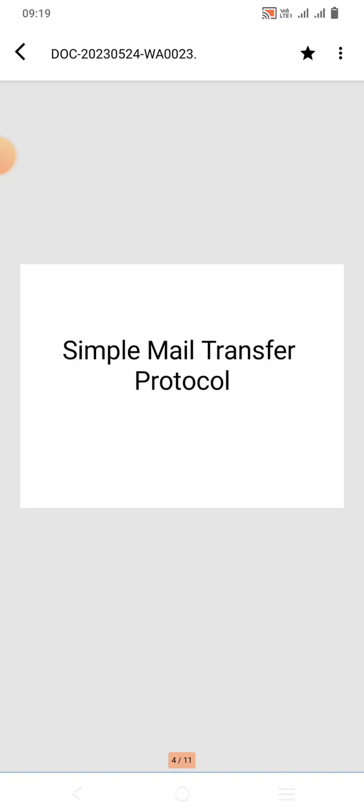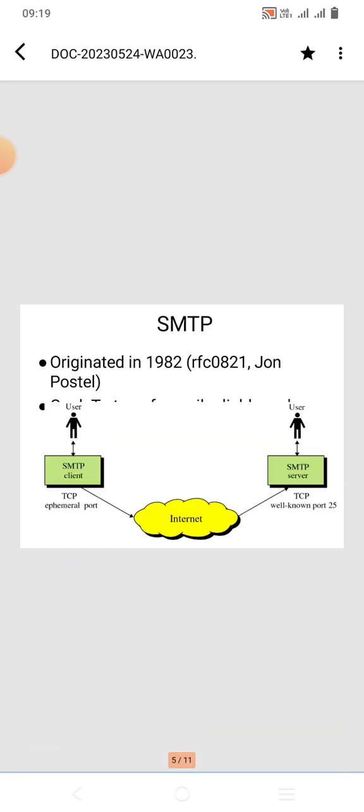The simple mail transfer protocol originated in the year 1982 and is represented by RFC 0821, which was invented by John Hosted. The goal of SMTP is to transfer mail reliably and efficiently. For example, consider this diagram: user 1 is called the SMTP client, and user 2 is called the SMTP server.